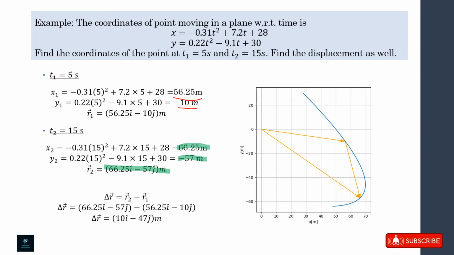We can plot the coordinates of the object with respect to each other. So in this, the x-axis is the x coordinate and the y-axis is the y coordinate. The object is changing position according to this curve. The r1 vector is this one, the r2 vector is this one, and the displacement vector is from r1 to r2.